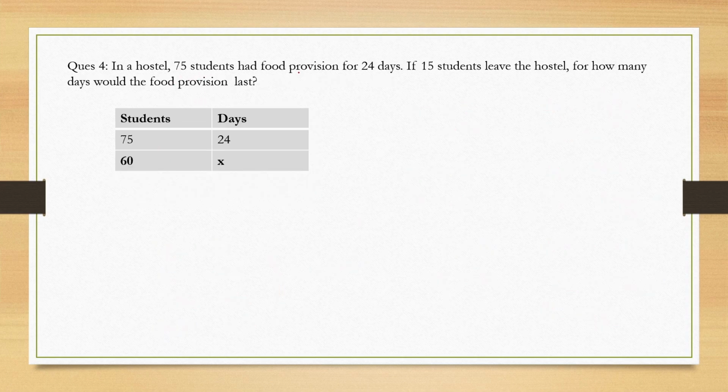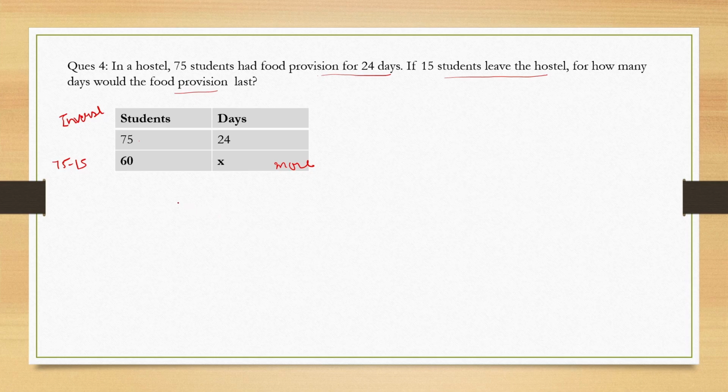In a hostel, 75 students had provision for 24 days. If 15 students leave the hostel, for how many days would the food provision last? We have 75 students. 15 students leave the hostel. 75 minus 15 is 60 students. So 60 students require more days to finish the food. The lesser the students, the more days they require. So it's an opposite relation. So it's an inverse proportion.